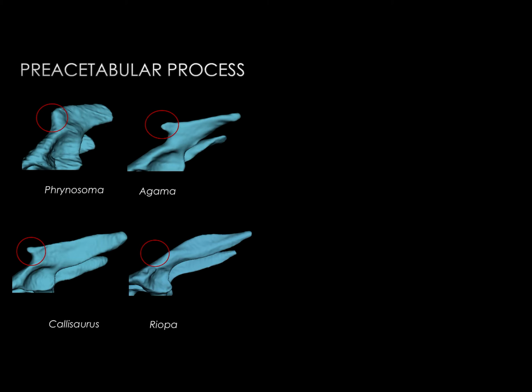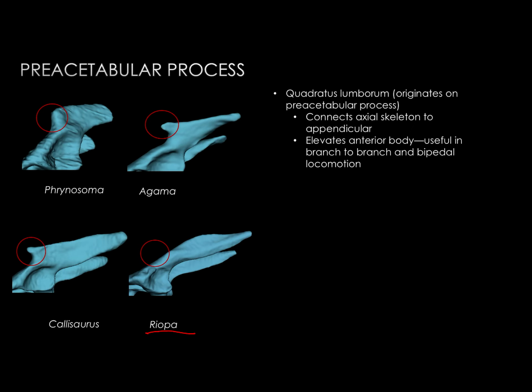The next structure I wanted to point out is the preacetabular process. If you look at the first 3 species, they all have some kind of bony process inside the red circle on the image. However, if you look at this last species, the Ryopa, it does not appear to have one. This process is where the quadratus lumborum originates to connect the appendicular and axial skeletons. It's a muscle that's responsible for elevating the anterior or the front part of the body, and it's very useful in bipedal and branch-to-branch locomotion.